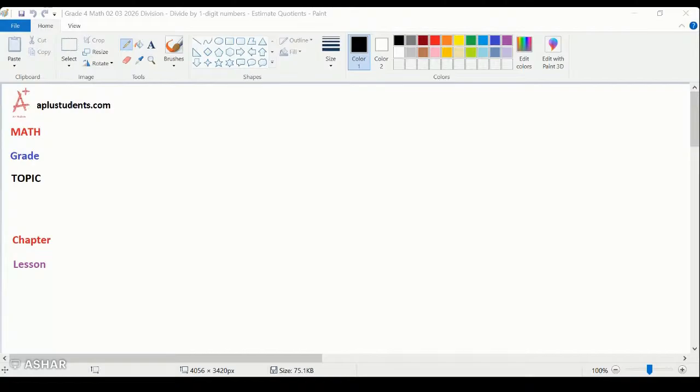Class, the first thing you need to do is go to aplusstudents.com. You need to go to the website. Once you're on the website, select maths as your subject. This is a grade 4 maths lesson, and the name of the topic for today is division.